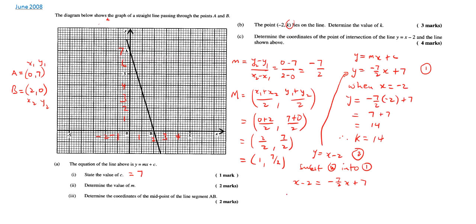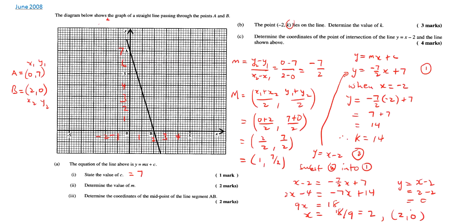So we can multiply throughout by 2, so we end up with 2x minus 4 equal to minus 7x plus 14. Carry all the x's to one side, we end up with 9x equals 14 plus 4, which is 18. Therefore, x is equal to 18 over 9, which is equal to 2. And since we know what x is now, y is equal to x minus 2, which is 2 minus 2, which is 0. So therefore, the coordinates of the point of intersection will be (2, 0). Okay?